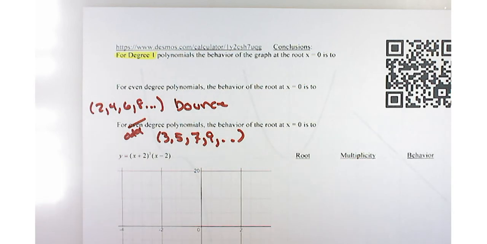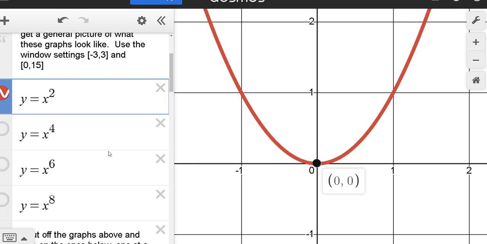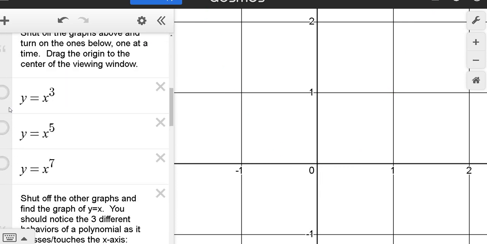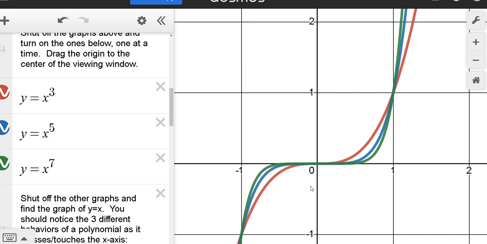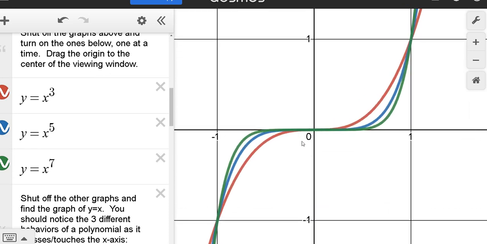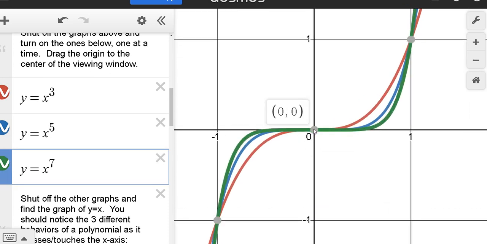Let's see if we can figure out what's happening with the behavior of our polynomial at those points. So I'll shut this one off. Let's turn these on. And here's where I introduce a new kind of really pseudoscientific term, and that's a wiggle. These graphs aren't going straight through. They're not bouncing. They're kind of snaking their way through. But wiggle sounds a little bit more fun, a little bit more user-friendly, so we're going to go with that.